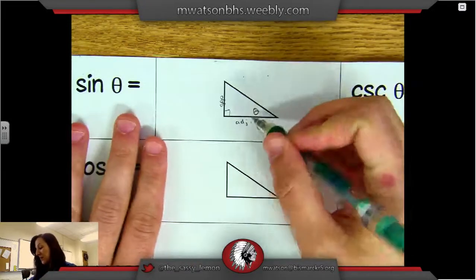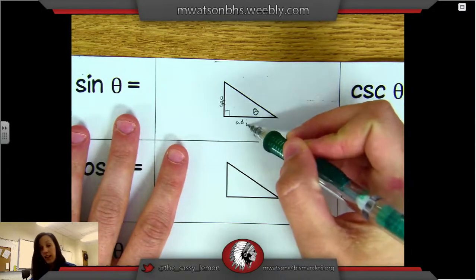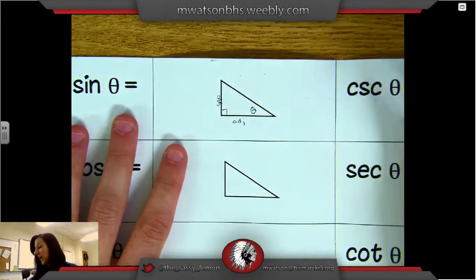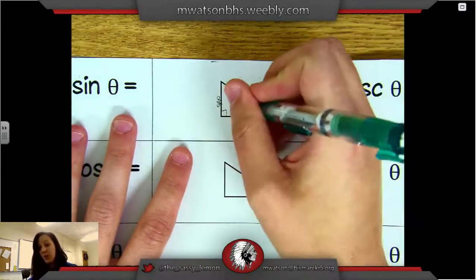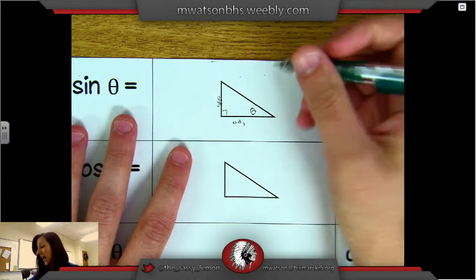So you've got your opposite side from your angle. You have an adjacent side. And if you don't know what adjacent means, it just means next to. And then lastly, we have our hypotenuse. So if you remember from geometry, the hypotenuse is across from the right angle. Alright, so now you've kind of got a gist of what we're going to be talking about here.